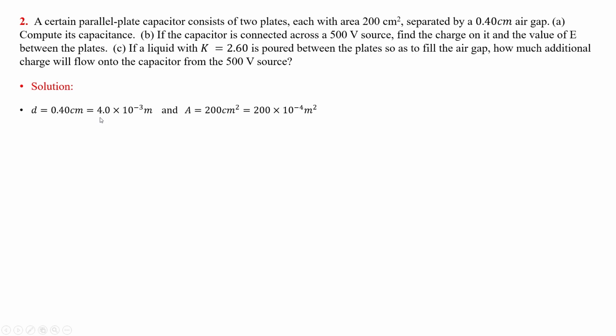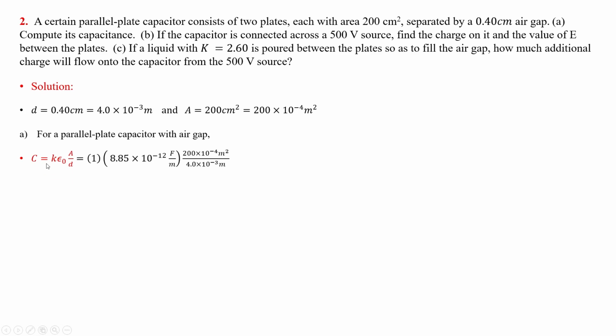Yes, it is correct. 4 into 10 raised to power minus 3 meter, because it is 0.4. It is correct. So for a parallel plate capacitor with air gap, you need to find the capacitance. We know that the capacitance between two plates is given. Putting the value in the equation, and after calculating, we get the capacitance to be 4.4 picofarad, or 4.4 into 10 raised to power minus 11 farad.